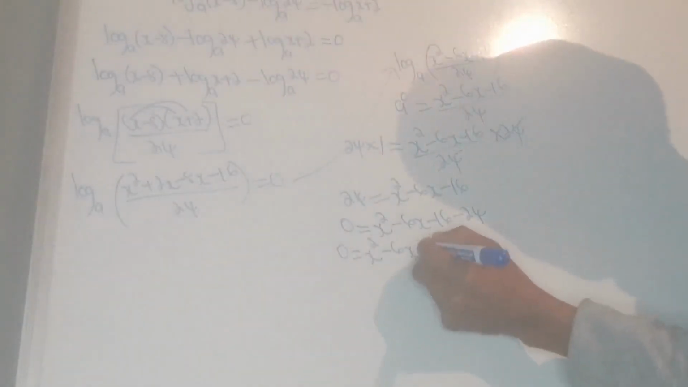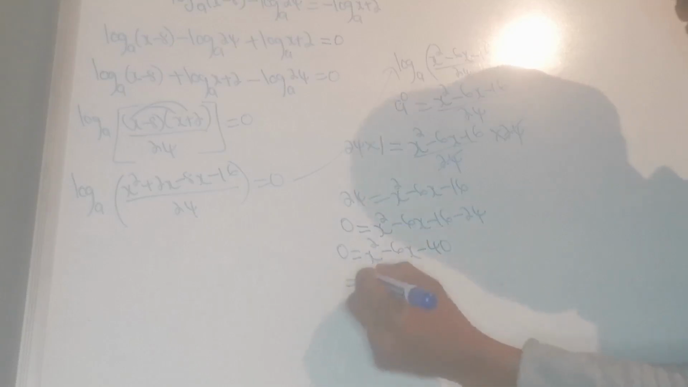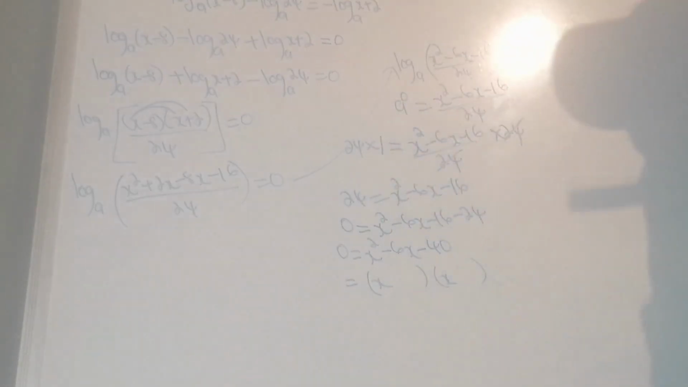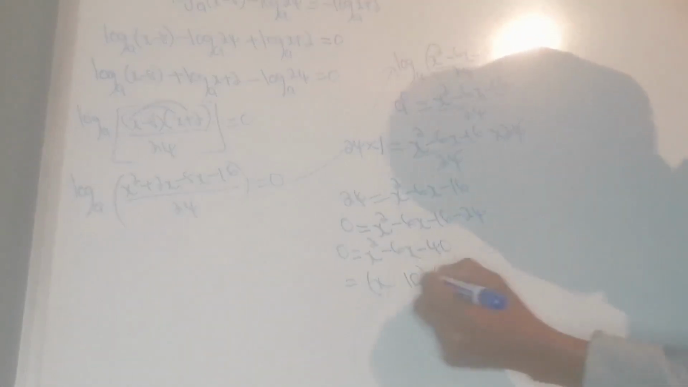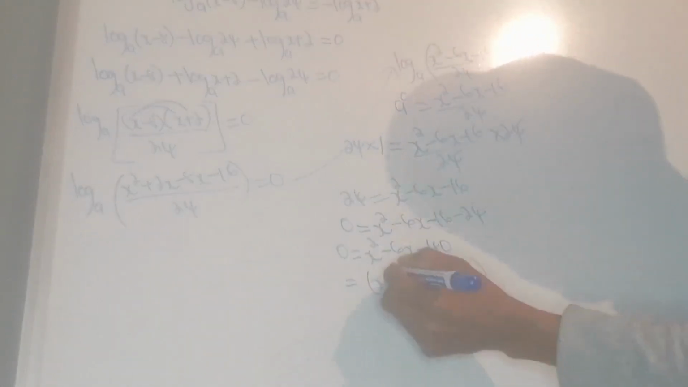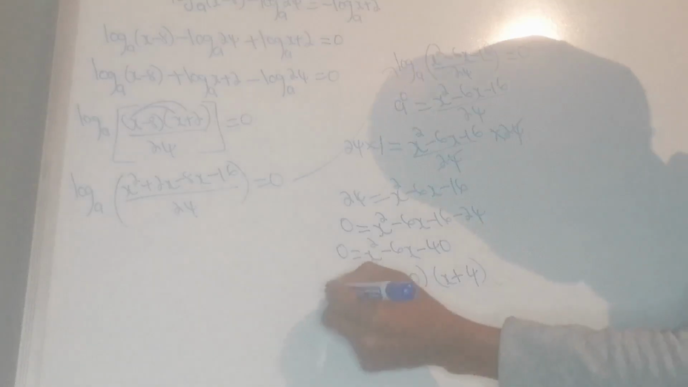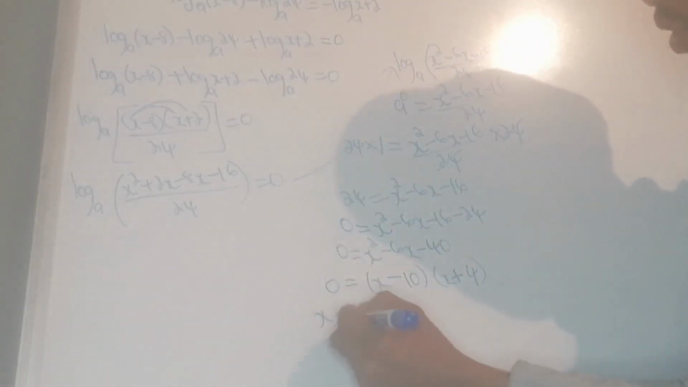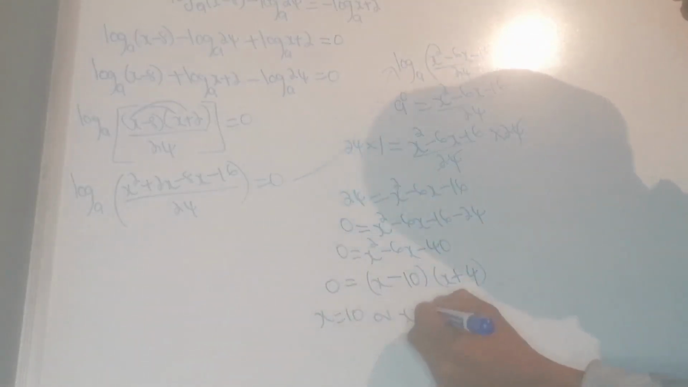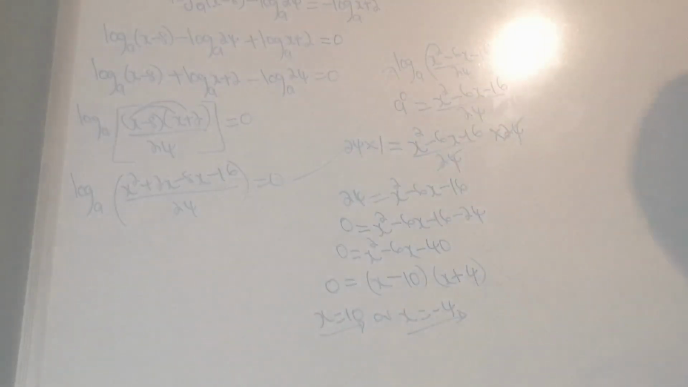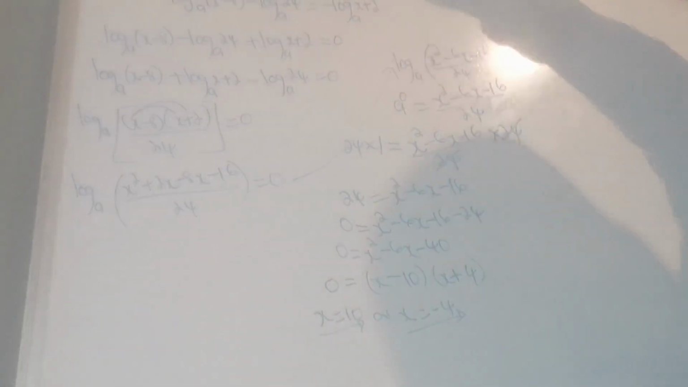Minus 16 minus 24 is minus 40. The factors of 40 that can give me 6 are 10 and 4. The bigger number takes the sign of the middle term. This becomes positive. So x equals 10 or x equals minus 4. And I'm done. I'm very sorry with this one.